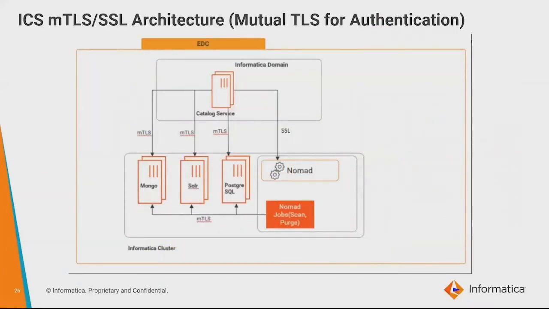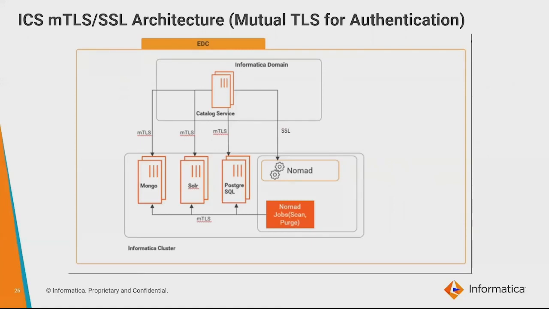Now let's look at the mutual TLS architecture, the mutual SSL architecture, which we started offering starting in the 10.5 series. As you see in this slide, we have MongoDB, Solr, and PostgreSQL. These are the three places where a lot of metadata, indexes, or value frequencies are kept.